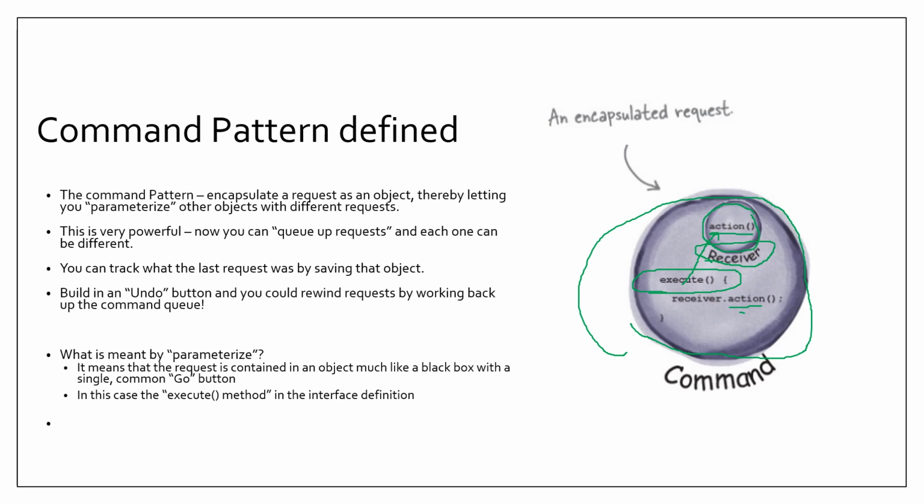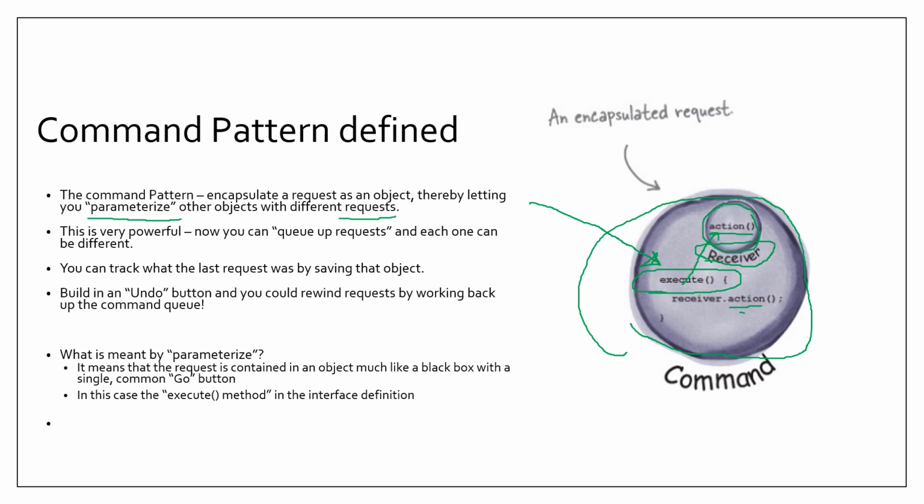The outside device, like the remote control, doesn't know what's inside the execute. It just knows it has a command object and it can call that execute method. So what are we talking about here then? We're talking about the idea of parameterizing objects with different requests. What does that mean? When we parameterize something, we say, I'm going to turn it into an object that I can pass as a parameter inside of a function call.